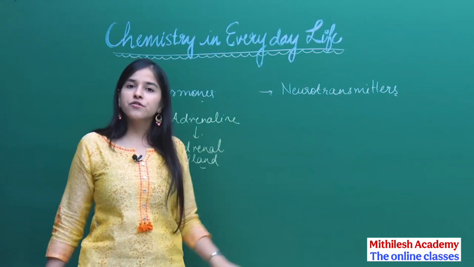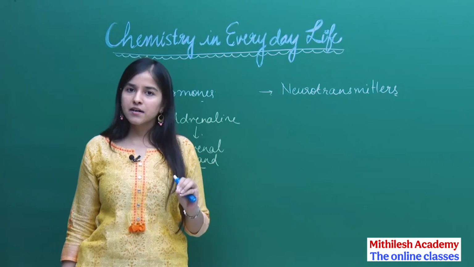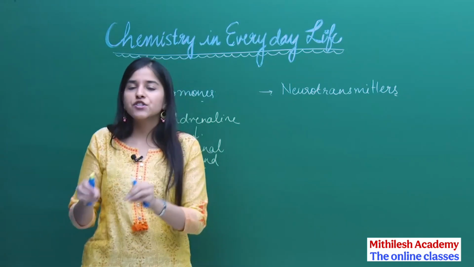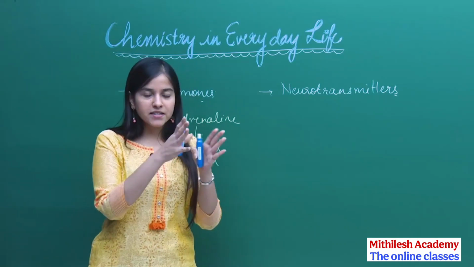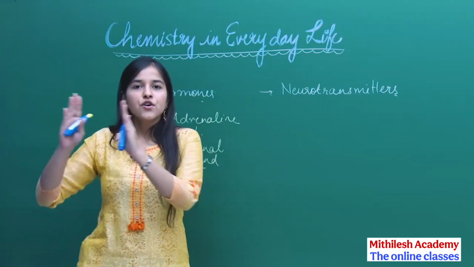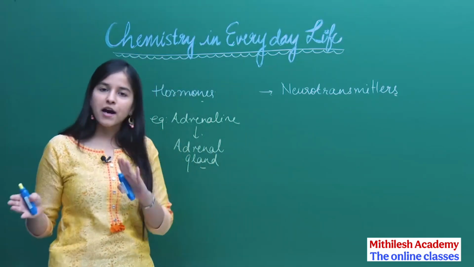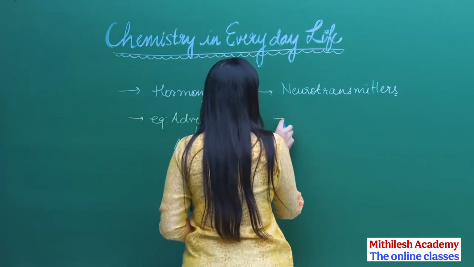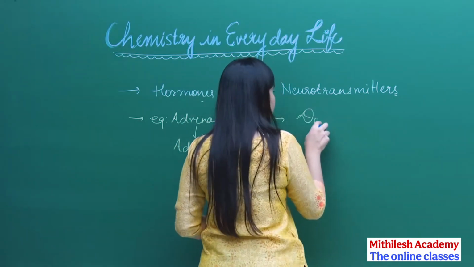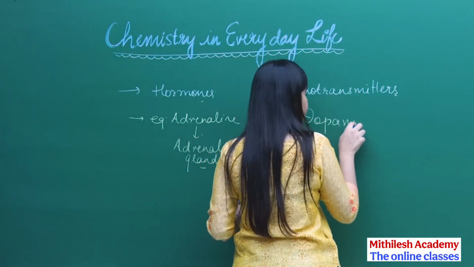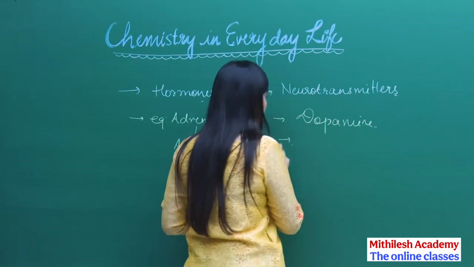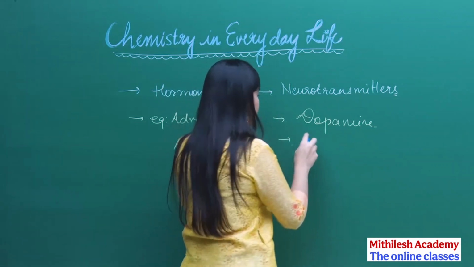And what about the neurotransmitters? Neurotransmitters serve as a messenger between the nerve endings. They carry the signals from the nerves onto the receptors. So that is how the neurotransmitters work. And over here I have got dopamine. I told you about dopamine. And what else? We have got serotonin.